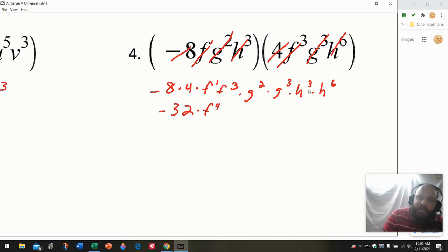Now we have g to the second times g to the third. Those are going to add and give us g to the fifth power. And then h to the third, h to the sixth. Those add up and become h to the ninth power. So we have -32, f to the fourth, g to the fifth, h to the ninth. And then that is our final answer.